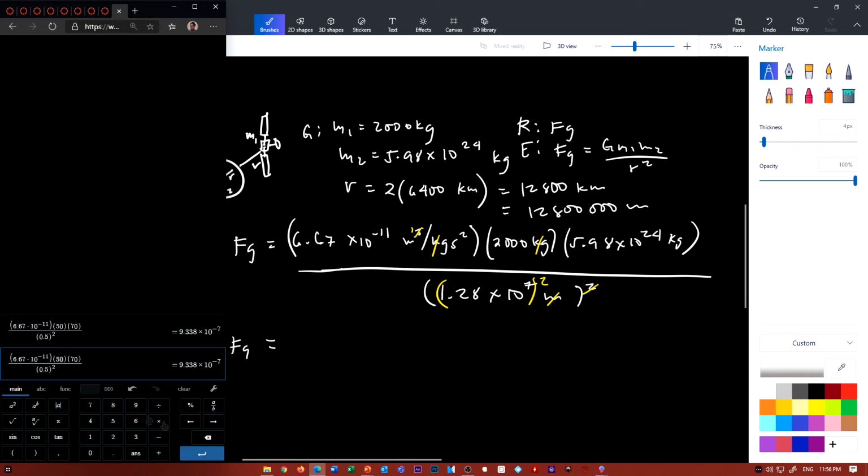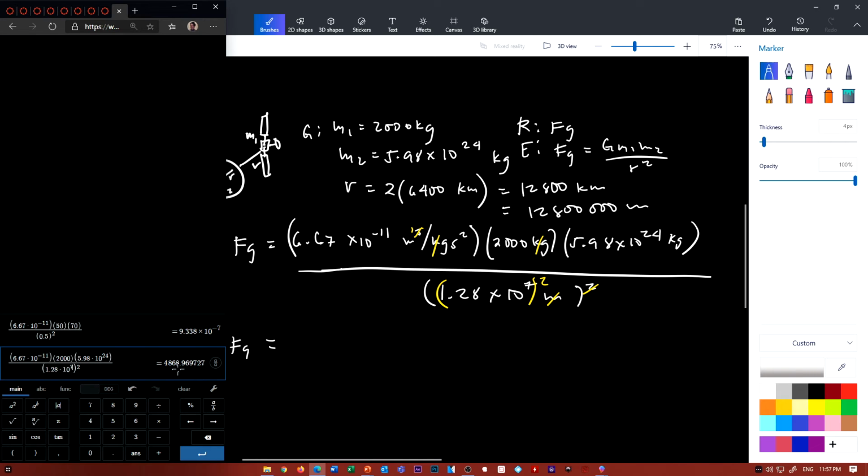So this one would be 2000, then this would be 5.98 times 10 raised to how much? 24. Alright, then this will be 1.28 times 10 raised to 7. There. So what's our force?